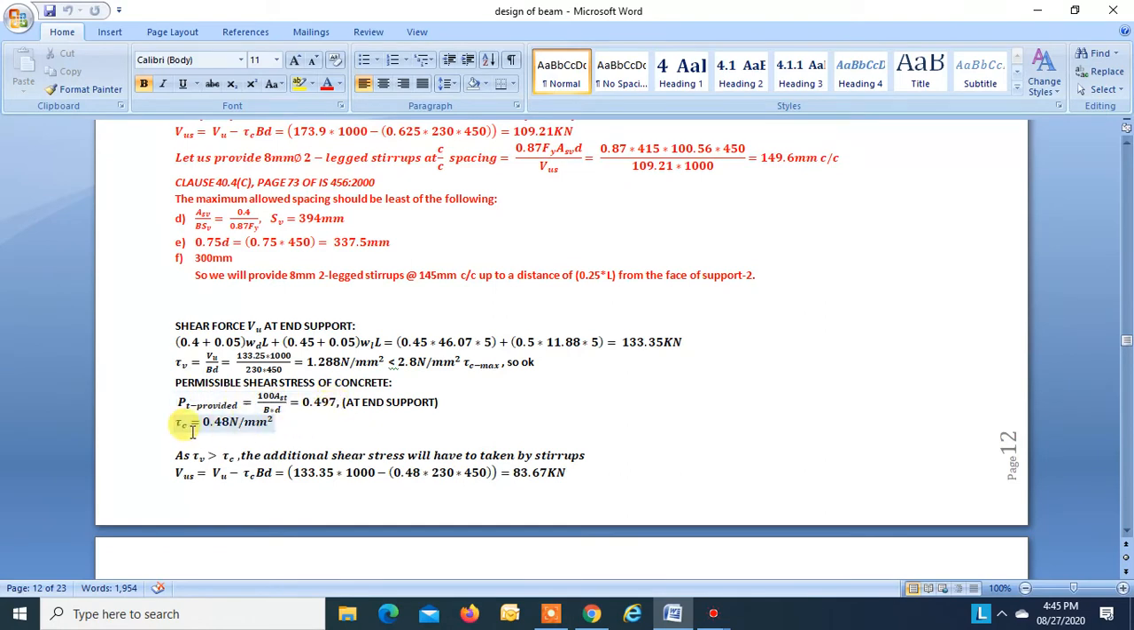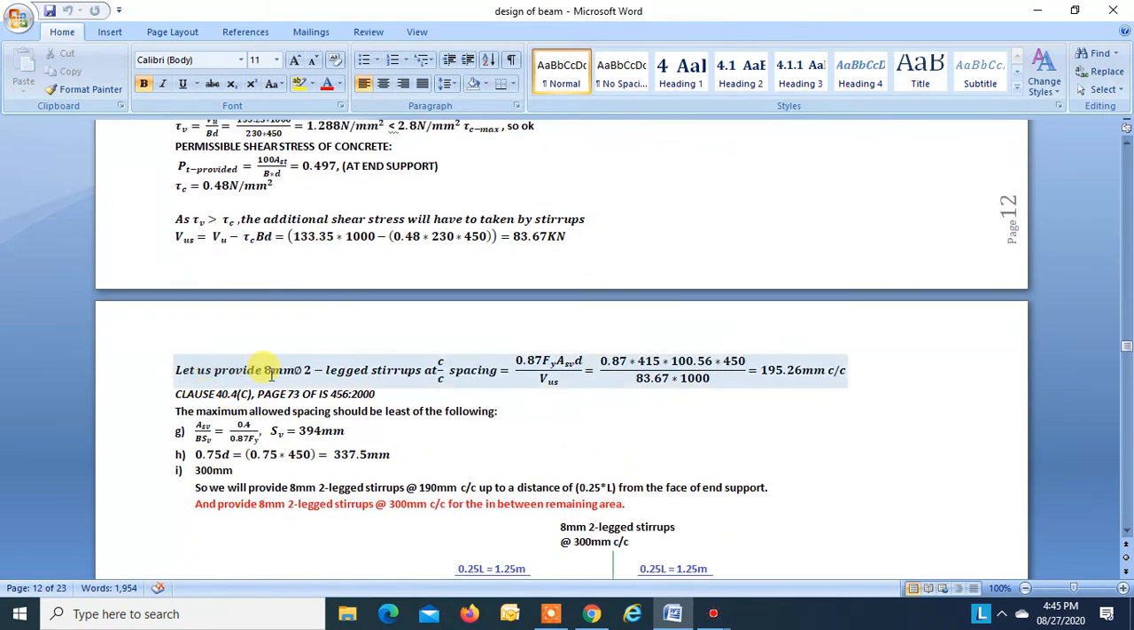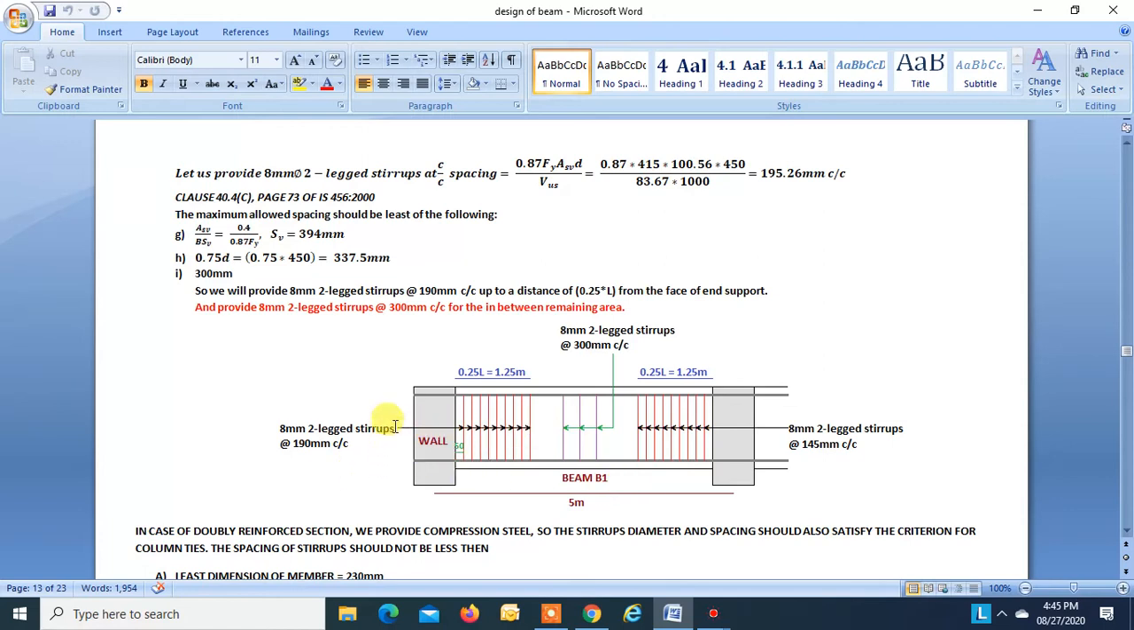Provided PT is this much, tau c corresponding is this much. Tau v is greater than tau c, so additional shear stress will have to be taken by stirrups. Vus is found to be 83.67. We are again using 8 mm 2-leg stirrups, and the center to center spacing is found to be 195. This should be less than these three, which it is, so we provide stirrups at 190 mm center to center for a distance of 0.25L from the end support. Then provide 8 mm 2-leg stirrups at 300, the lesser of these three, for the remaining area. So this is how the exterior span is designed.